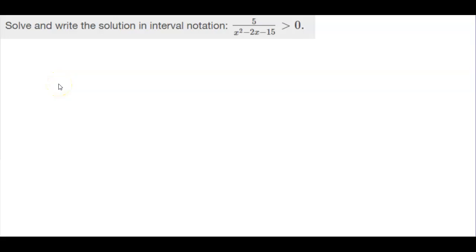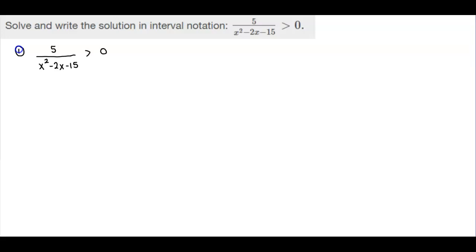Okay, in this example, we want to solve and write the solution in interval notation. We have 5 over x squared minus 2x minus 15 is greater than 0. So the first thing we need to do is make sure that the rational expression is on the left side and 0 is on the right side. For this example, the 0 is on the right side. Okay, so we're good there.